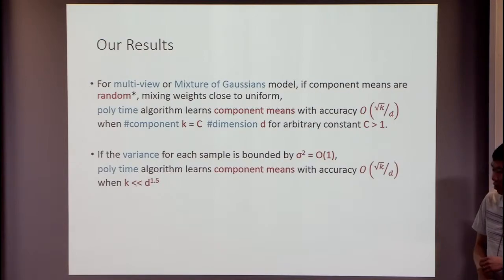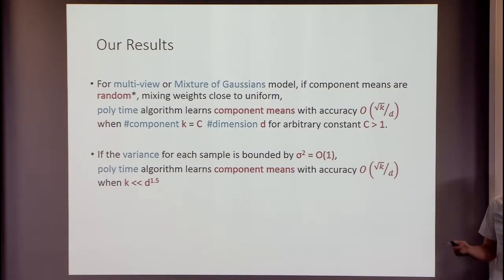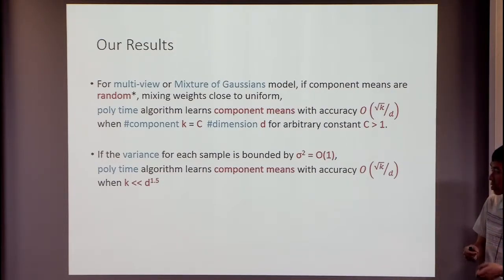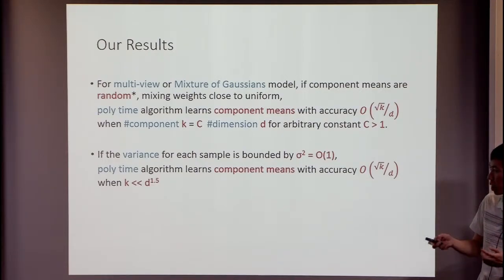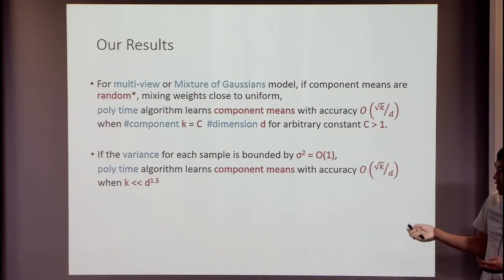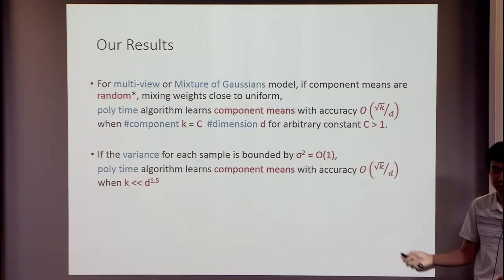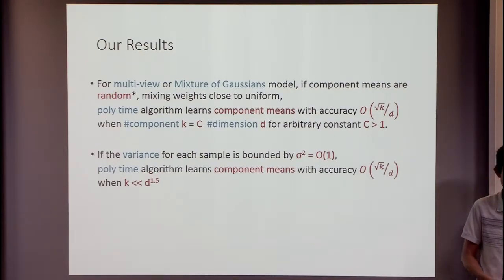So another part of our result says, if we have a model where the variance is small, which is easier to think about in the mixture of Gaussians case, so if the variance of these Gaussians is bounded by some constant, then we have a polynomial time algorithm that achieves the same accuracy. But in this case, we can handle much more overcomplete models. We don't need the number of components to be constant, only constant factor larger. We can actually handle it as long as k is much smaller than d to the 1.5.